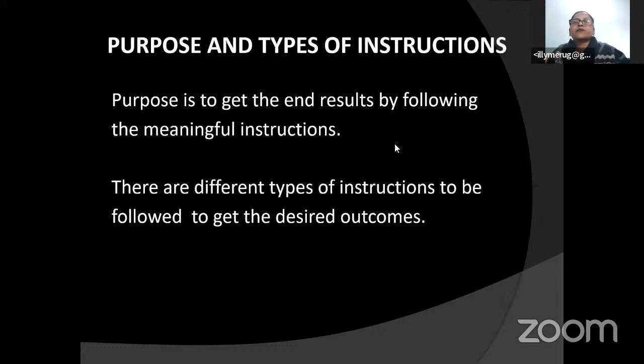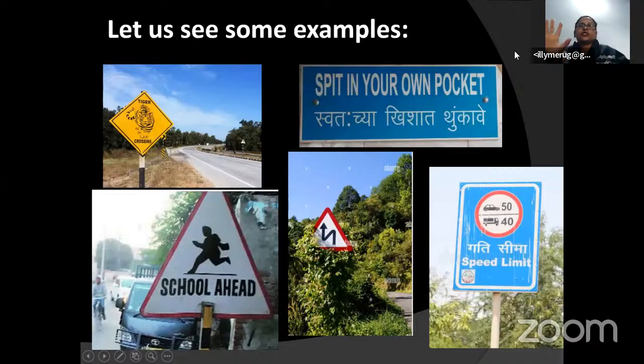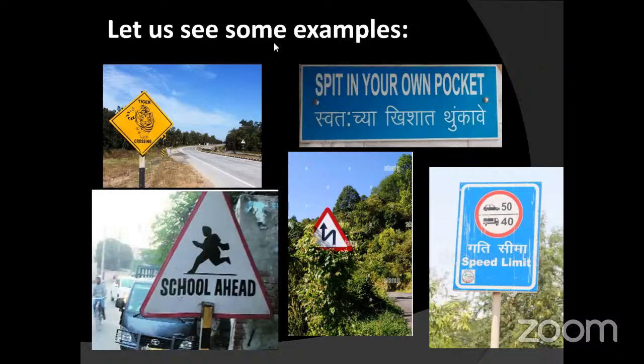Moving to the next slide. Let's see the different types of instructions to be followed. Now, I'm giving you some pictures here. Give me the meaning of this picture. The first picture, the yellow one, what does it say? You see a tiger. Below the tiger, be aware of animals. It's a tiger zone. Be careful.